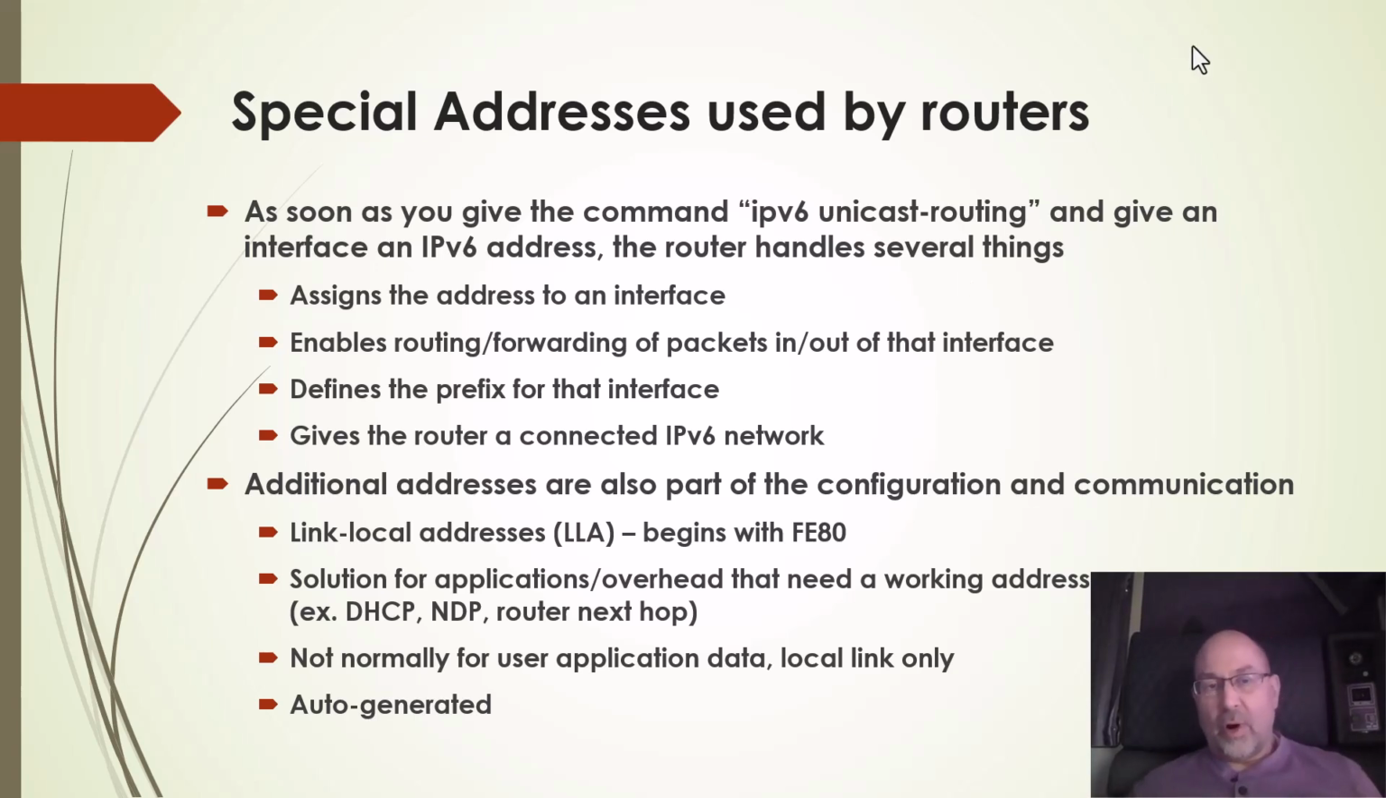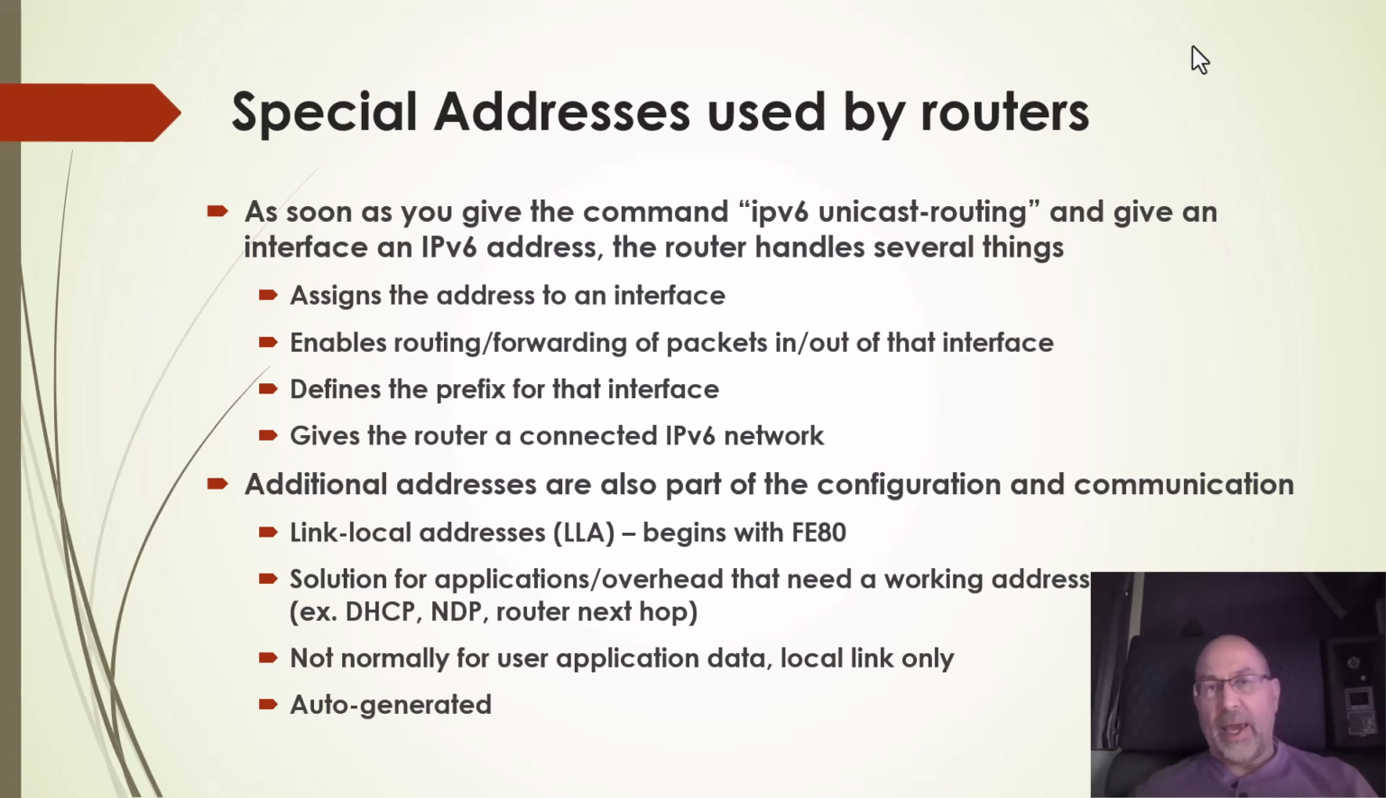Now we know that there are additional addresses that are also part of the configuration and communication. We just talked about link local addresses, and how those are formatted. Link local addresses, as we know, are for interfaces that need an address but don't necessarily need a globally unique one, so they're not associated with application data, and they're link local only, which means their scope is this link or this network. And they're automatically generated, either EUI64 or some other method.